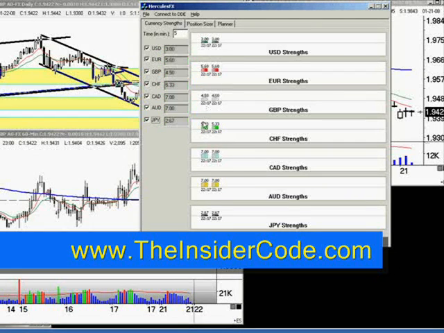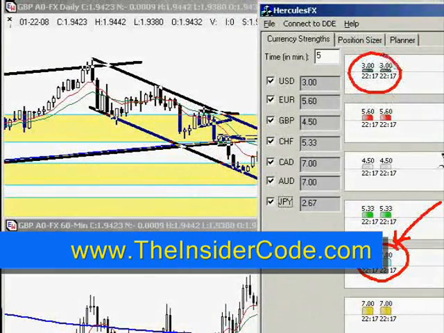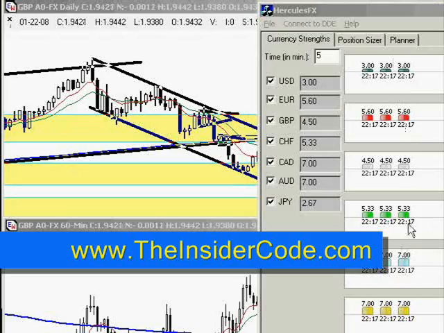But while Hercules is running, you want to keep your eye on where the currency pairs are the strongest. So, for example, if the Canadian dollar here was strong, then you'd want to focus on the Canadian dollar. On the other hand, for example, if we see that the US dollar is weak, and the British pound is also weak, then what is that telling us about the possibility of a big move? Well, bottom line is, it's not very likely.